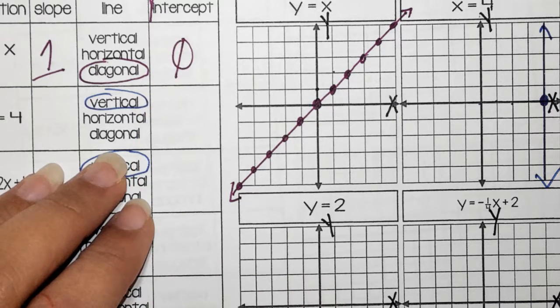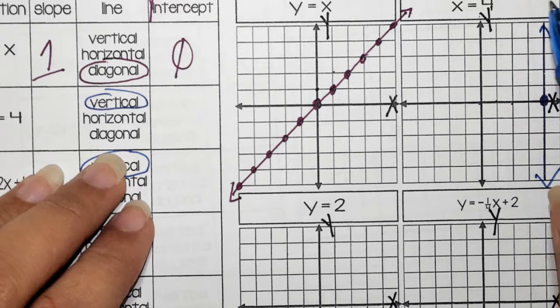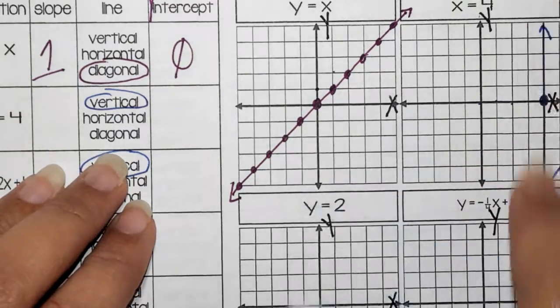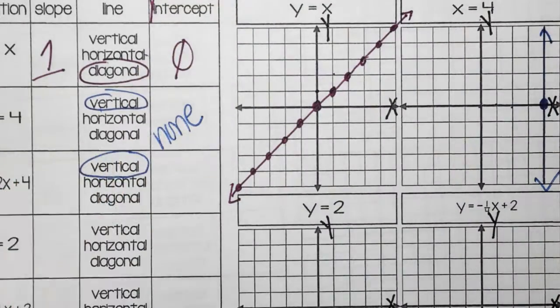Do we have a Y-intercept? No. Does it cross the Y-axis? No. So none. No Y-intercept. Can you tell me what the slope is, Ronaldo?